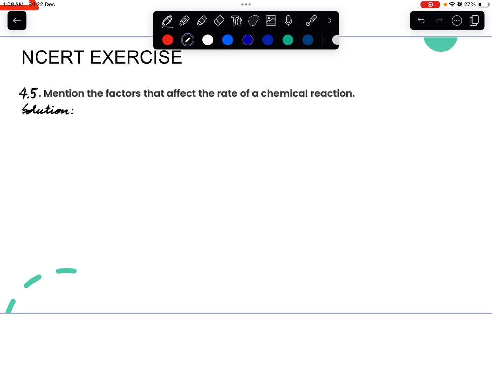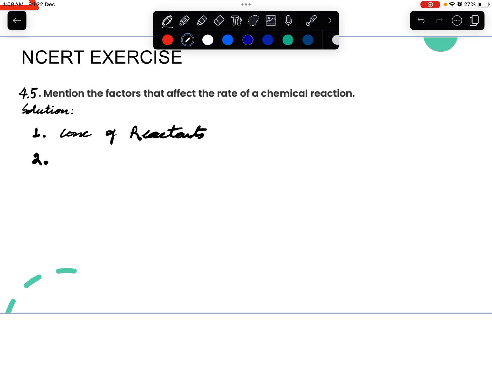There are many factors. Number one, which is the most important, as all of us know, is the concentration of reactant. Whatever initial concentration of reactant we take, accordingly we get the rate of the reaction. Therefore we calculate the initial rate, because with the progress of the reaction the rate decreases as reactants are consumed. So the first factor is the concentration of reactant.